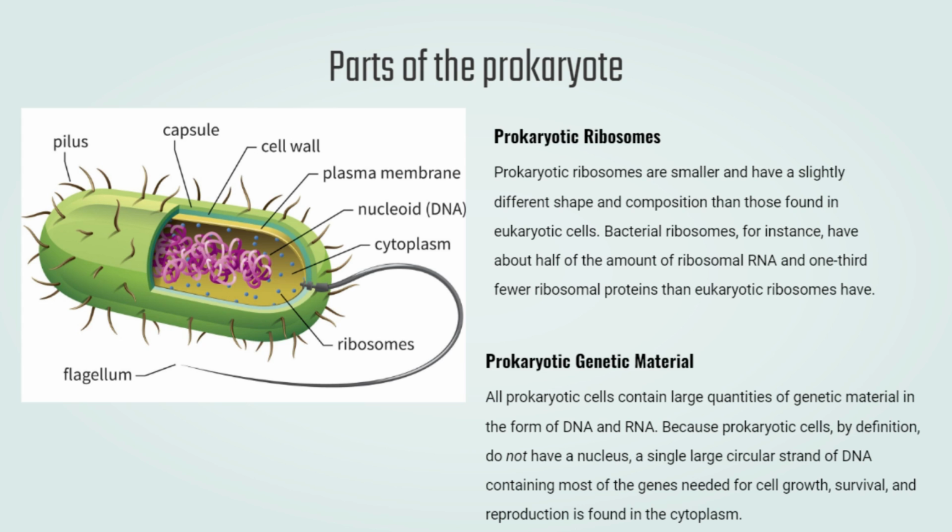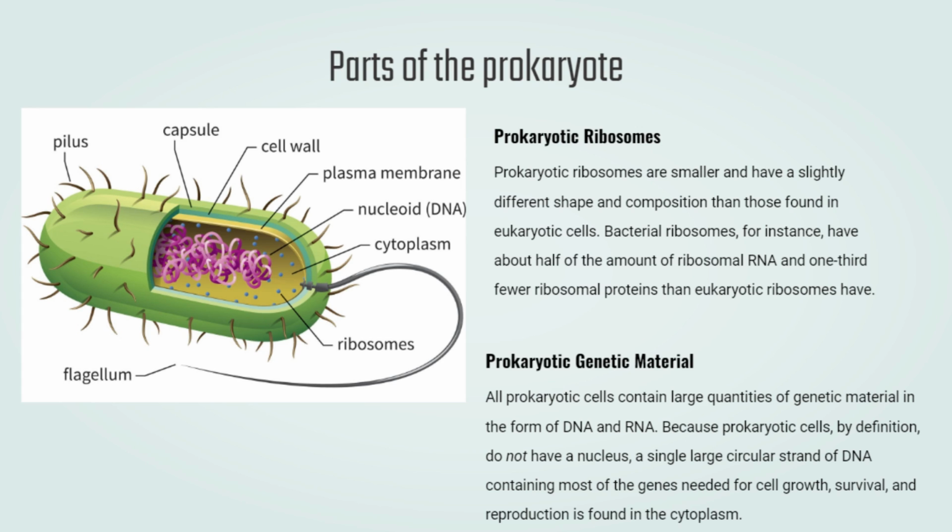Prokaryotic ribosomes. Prokaryotic ribosomes are smaller and have a slightly different shape and composition than those found in eukaryotic cells. Bacterial ribosomes, for instance, have about half of the amount of ribosomal RNA and 1/3 fewer ribosomal proteins than eukaryotic ribosomes have. Prokaryotic genetic material.